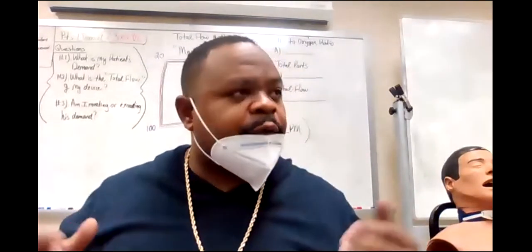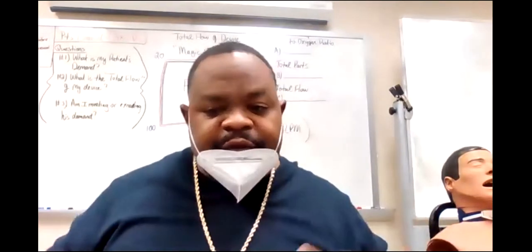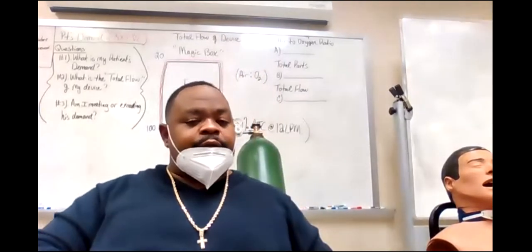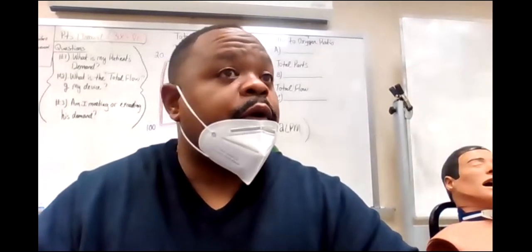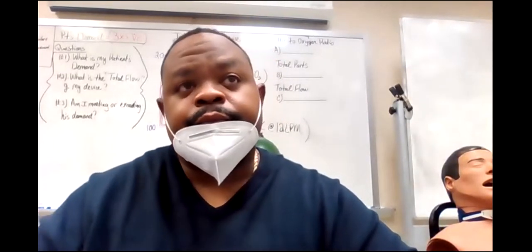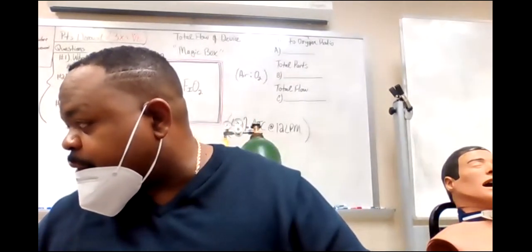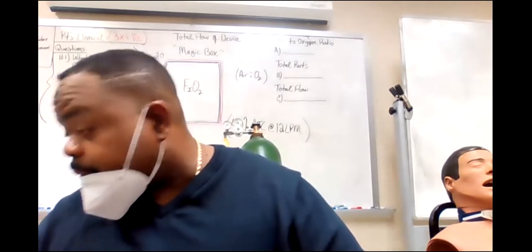The total flow should be 41 if it is 50% running at 15 liters per minute. I just put it in the chat for you if you need it. They said the total flow should be 41 liters per minute. They said if you have 50% running at 15 liters per minute, the total flow should be 41. Let's see if that's true.